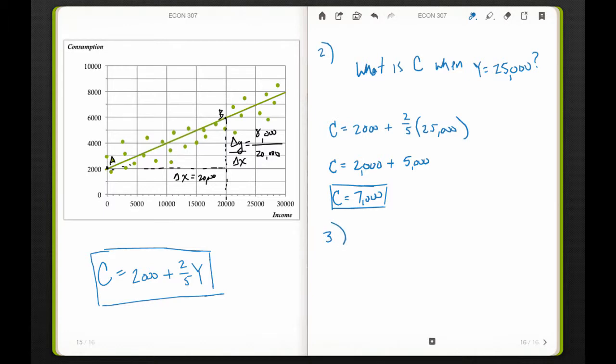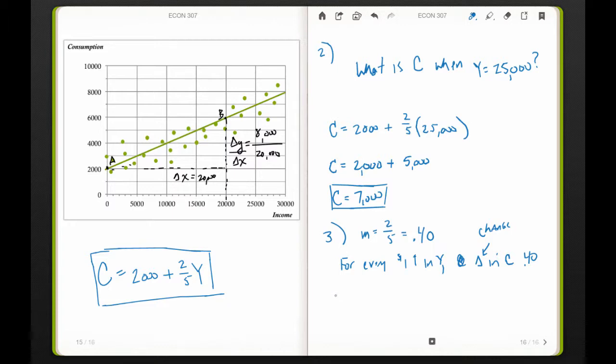Then the third question asked us, how do you interpret the slope? So the slope is telling us the slope is 2/5, which is equal to 0.4 or 40%, however you want to think about it. So the slope is telling us that for every dollar increase in income, people on average will spend, the change in consumption is 40 cents.